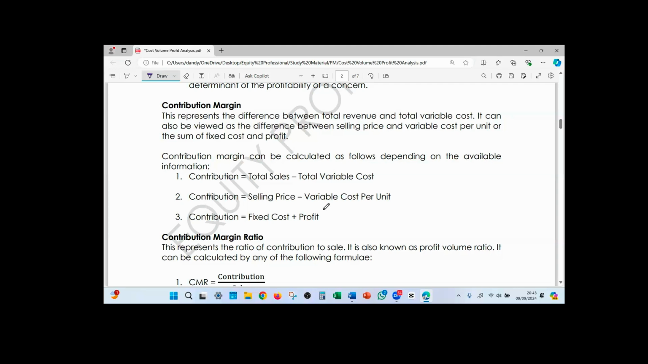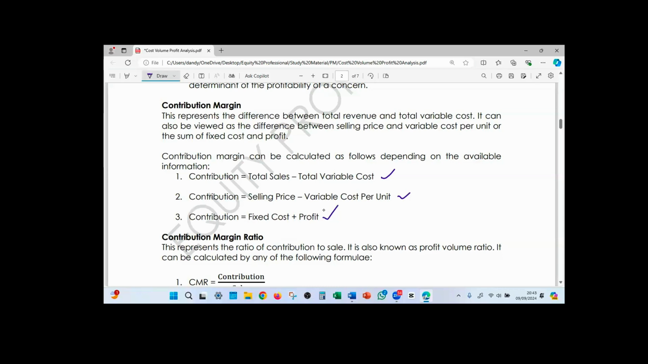The contribution margin can be calculated as follows, depending on the information available. You can calculate contribution margin as selling price minus variable cost per unit. You can also calculate it as total sales minus total variable cost. In case you are not given sales or selling price, but you are given profit and fixed cost, then contribution margin is fixed cost plus profit.